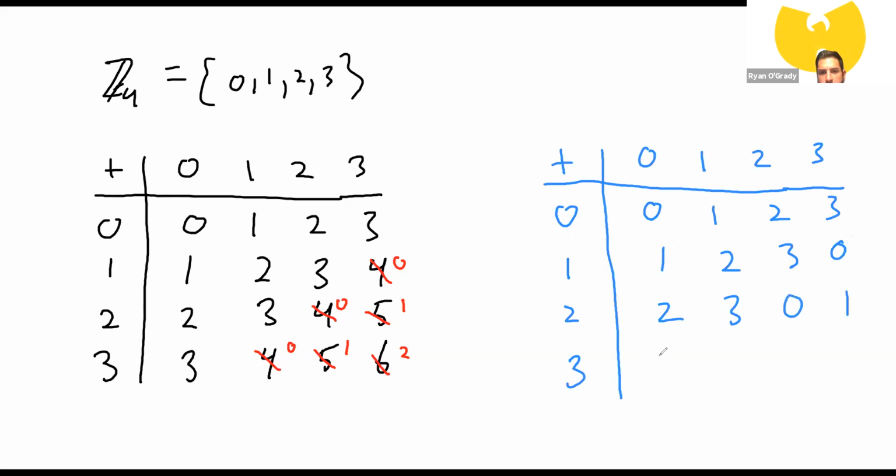Look at the symmetry here. 3, 0. The patterns. There's patterns everywhere. It's really cool.